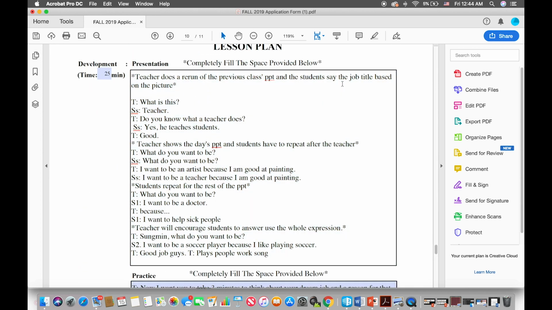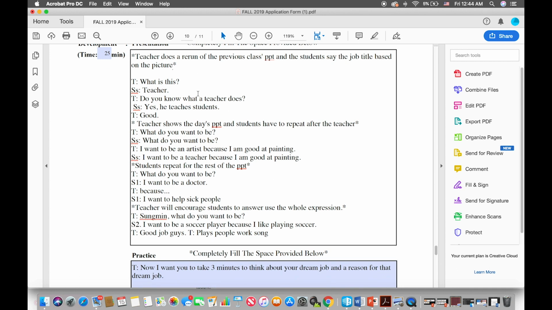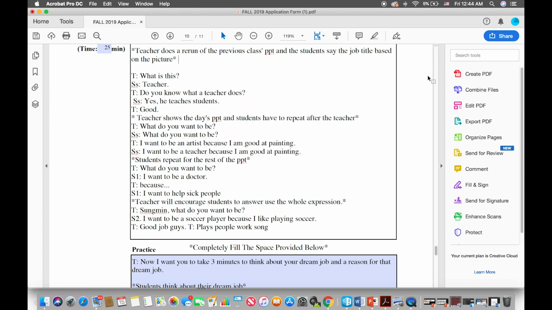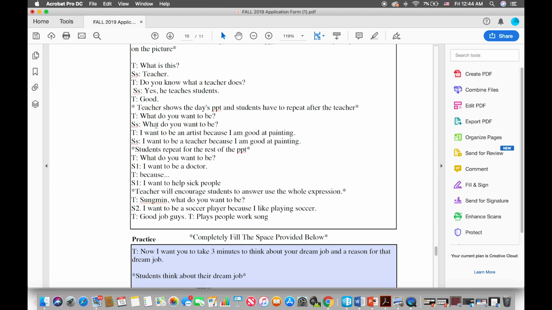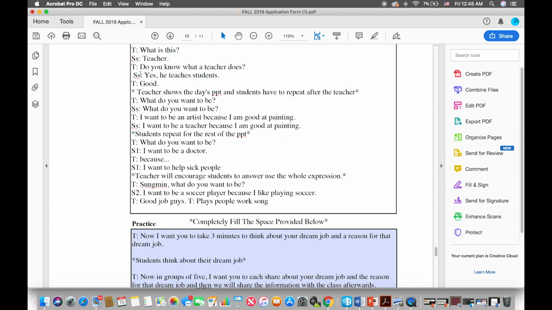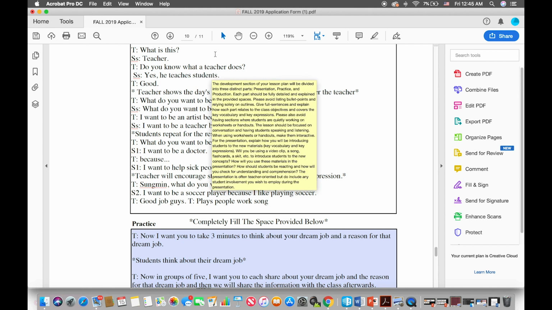Presentation. Here I have my presentation, which is basically where I will read stuff and the students will have to repeat after. Okay, first I will show them pictures and then they have to answer the questions based on that picture. For example, the teacher shows a picture of a doctor and then they have to say a doctor and blah blah blah. And then this is where I demonstrate how this will take place in my classroom. T is for teacher, SS is for students. Okay, like for example, what is this?